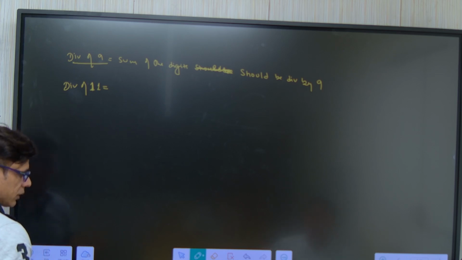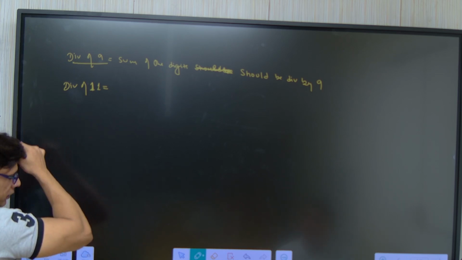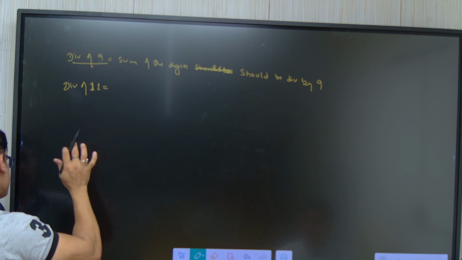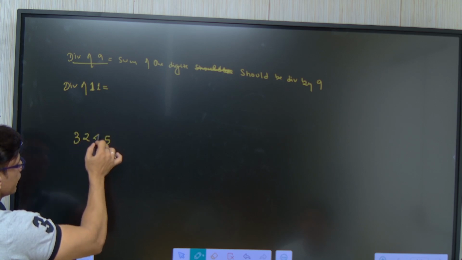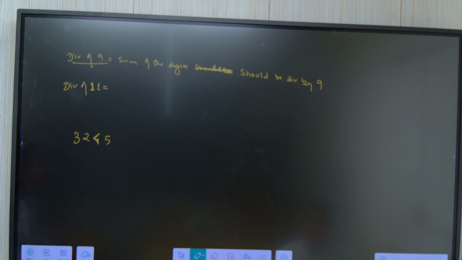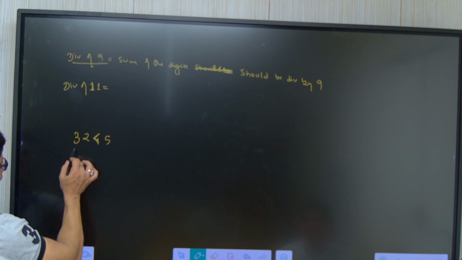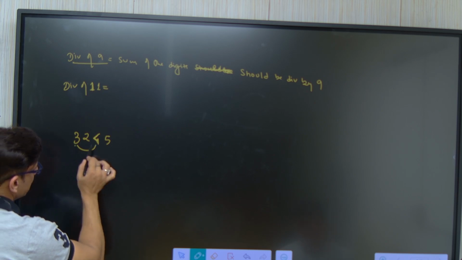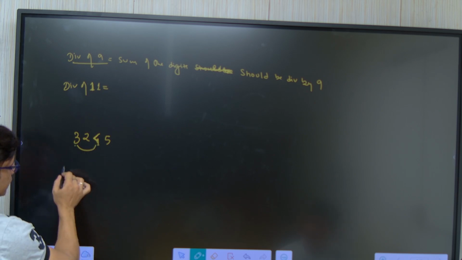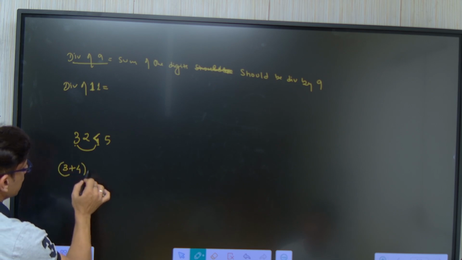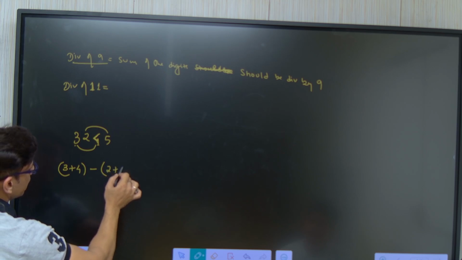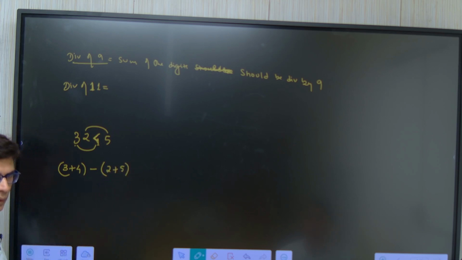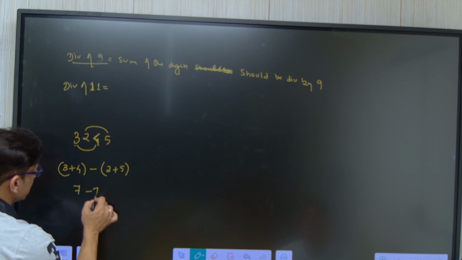Divisibility of 11. Let us understand. Take a 3-4 digit number. Give me a 3-4 digit number. 3, 2, 4, 5. Suppose we want to find out whether this number is divisible by 11 or not. Take all the digits which are at odd places and add them. So 3 and 4 are at odd places. You take them and add, in one bracket, minus sign. Take the digits which are at even places, which is 2 plus 5. 3 plus 4 is 7, minus 7.